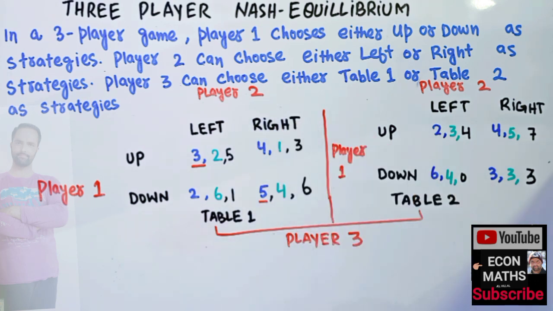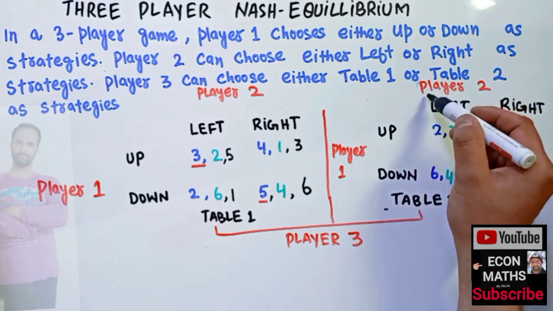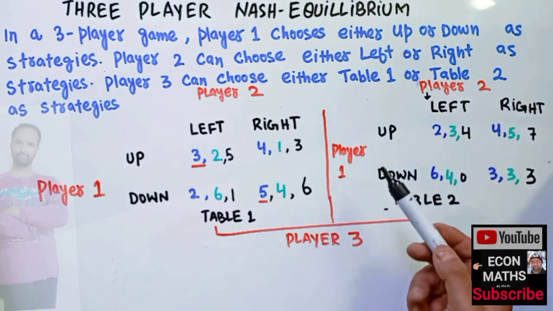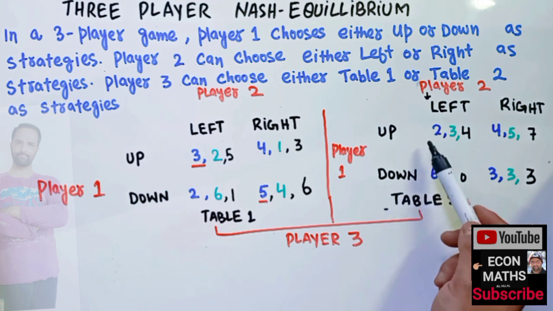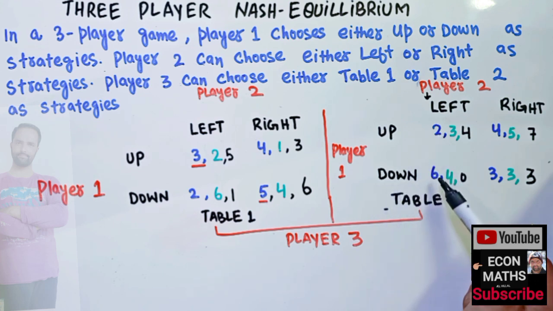Again, this time let us suppose player 3 chooses table 2 and player 2 chooses left. What are the options for player 1? Player 1 can go either up or down. Up gives him 2, down gives him 6. So obviously he will choose more. That means he will choose down, and we underline this number.